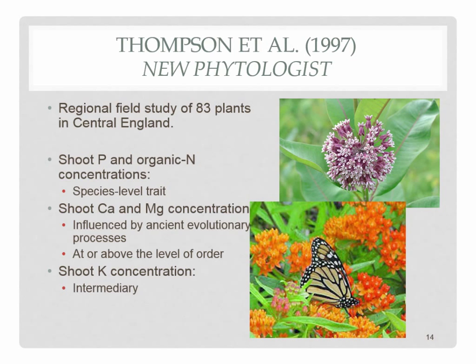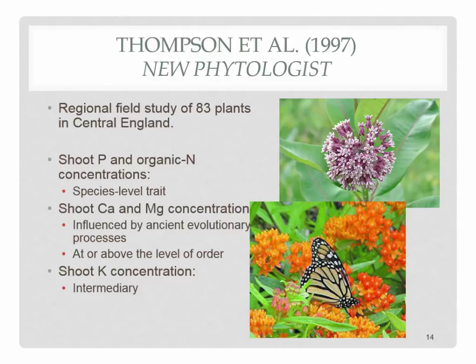So now we move to the next level, and this was a field study done in England, of course a temperate zone. There were 83 different species, several hundred specimens in total. These authors found, and I'll show some data in a minute, very similar to the first study I showed a second ago, that phosphorus and nitrogen concentrations were species level traits, that calcium and magnesium were at the order level or higher, and potassium somewhere in the middle. So again, very similar to some earlier research in controlled conditions.